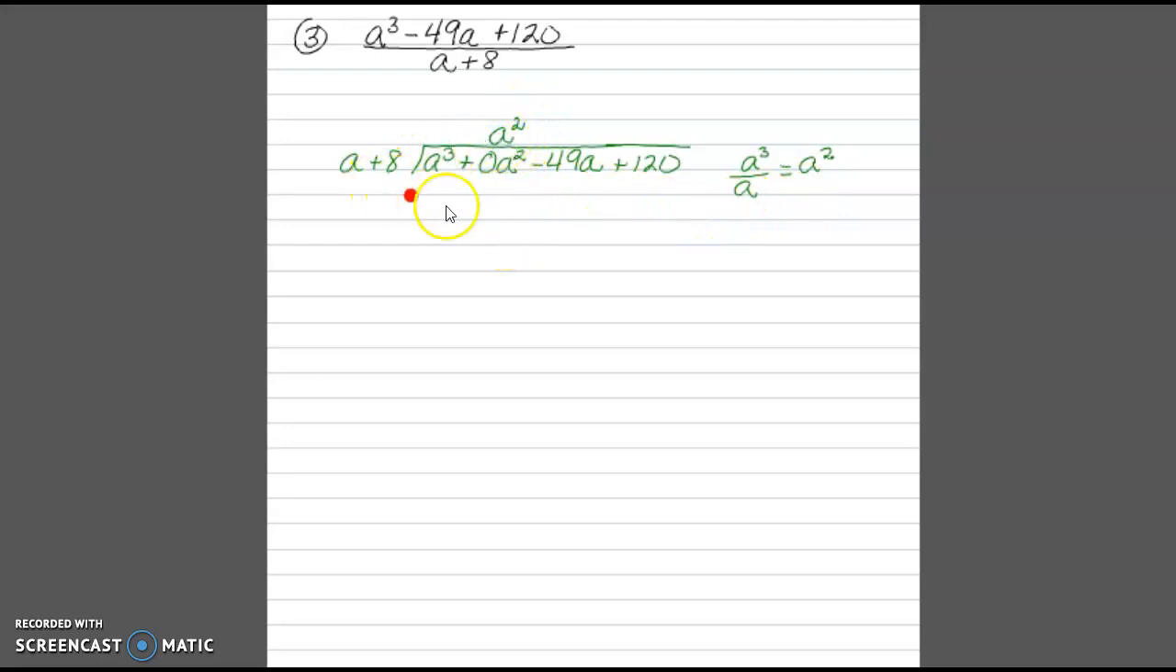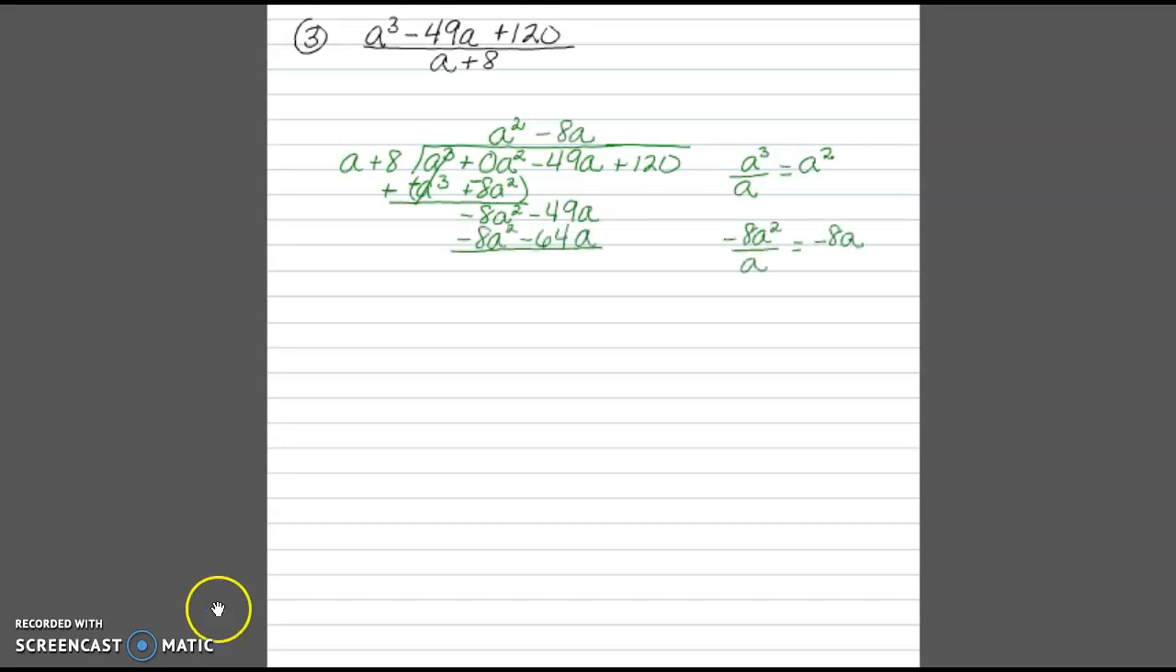So now when I multiply back a squared times a, that gives me a to the third, and a squared times 8 gives me 8a squared. So I needed that 0a squared in order to line that up. I'm going to go ahead and subtract those terms, which means add the opposite, and that gives me a negative 8a squared. I'm going to continue and bring down the next term and repeat that process.